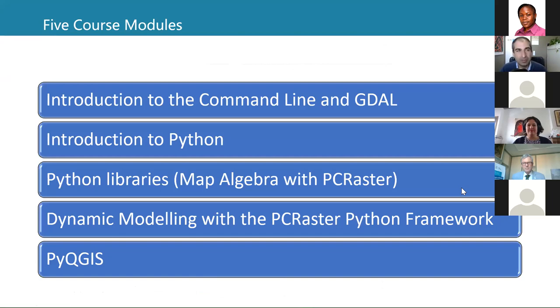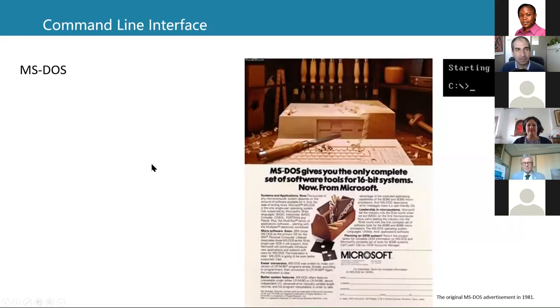The course consists of five modules that cover these different learning objectives. The first module is an introduction to the command line interface and GDAL. Then you'll get an introduction to Python with all the concepts of Python. It's an object-based programming language, so you're introduced to these concepts. Then we are going to use Python libraries for map algebra, followed by a module on dynamic modeling with the PCRaster Python framework, and then the PyQGIS language that is used in QGIS, but also outside of QGIS, you can use it. Let's start with what is offered in the first module, the command line interface.